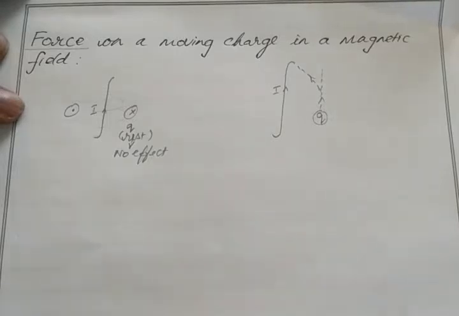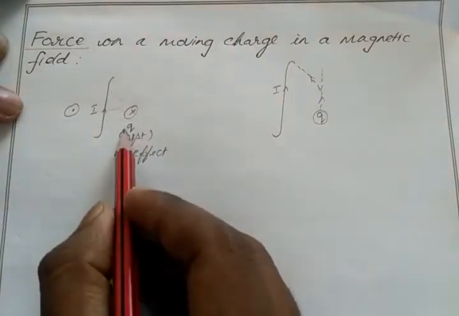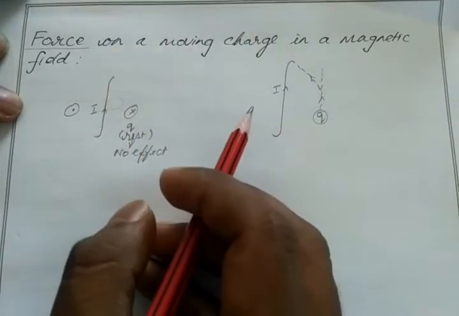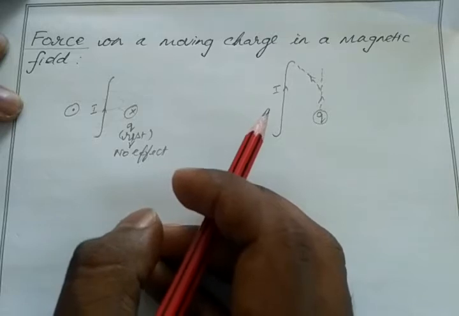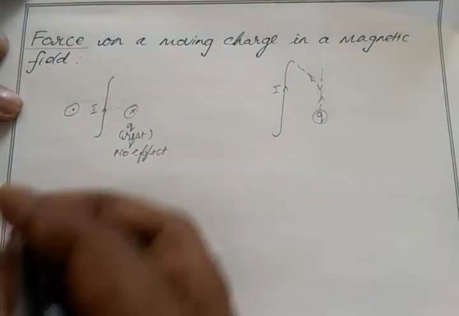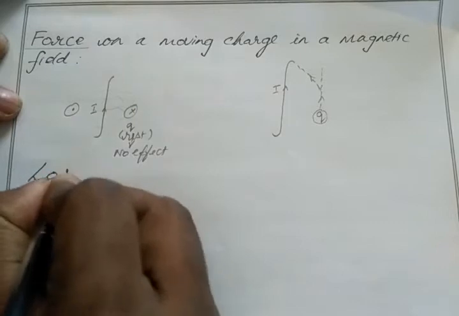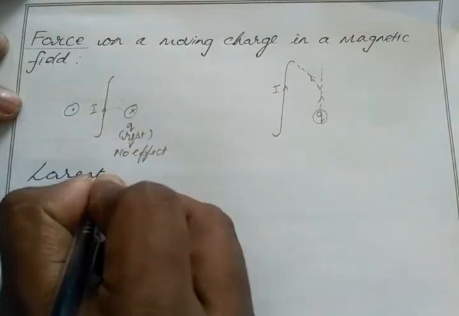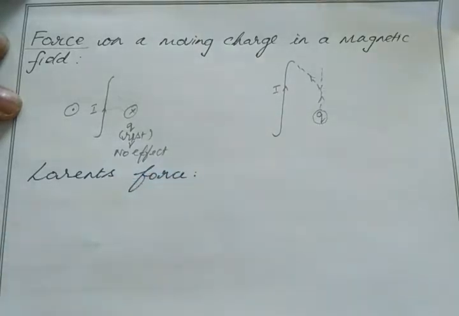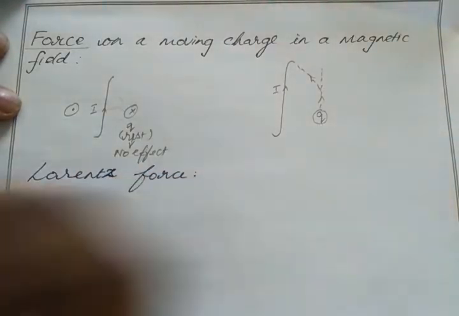Only a moving charge experiences the magnetic force provided by the current carrying wire. If a charge is at rest, it won't experience any force. But the same charge moving inside the magnetic field experiences a force. That force is known as magnetic force. In our NCERT book, it is known as Lorentz force.